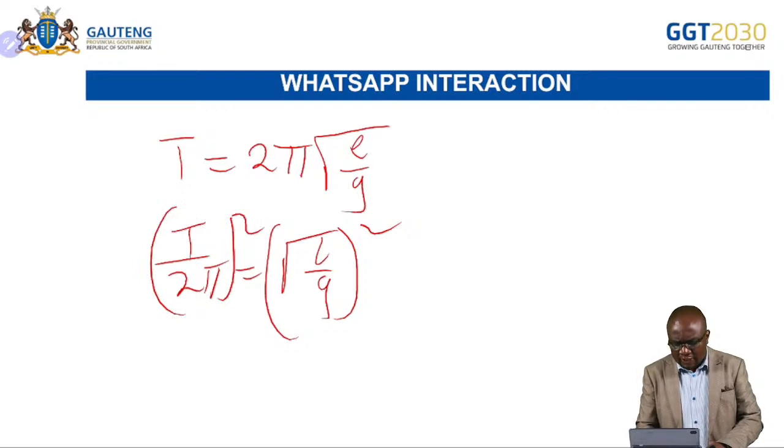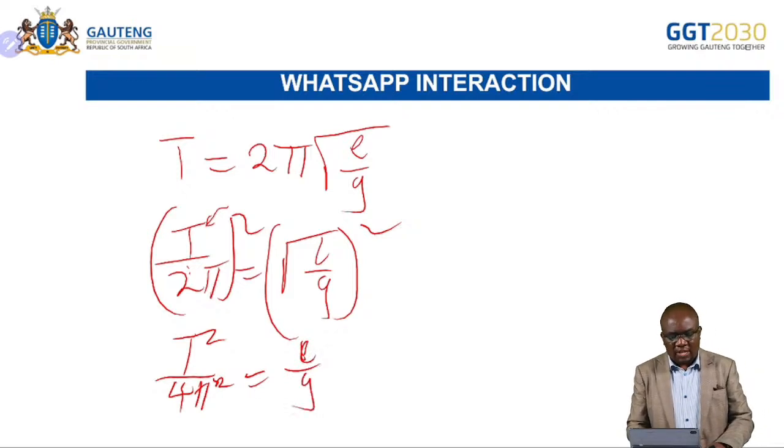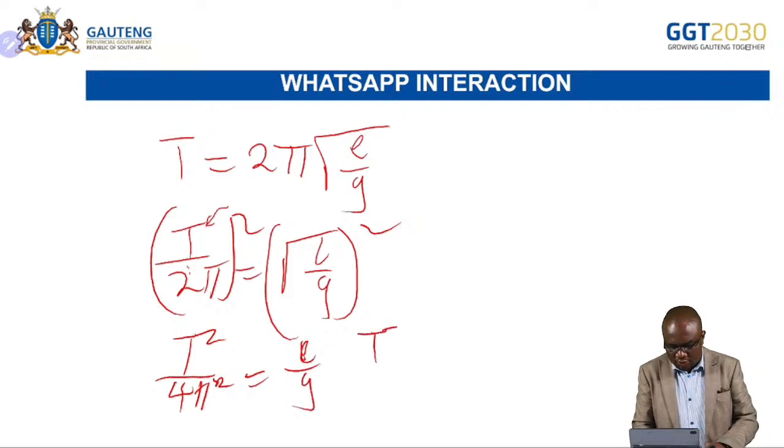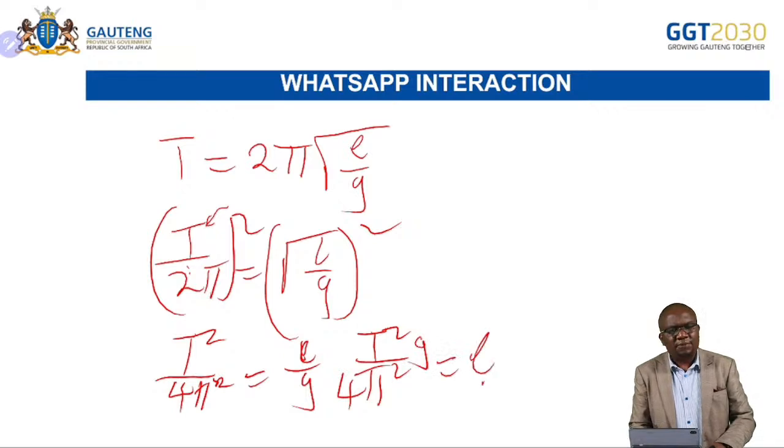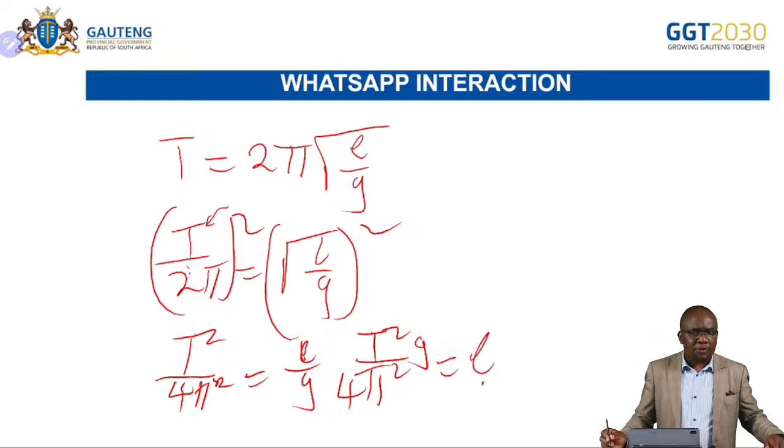Okay? Right. And then let me remove the bracket before we even complicate things. This becomes t squared over 2 squared, which is 4, and then pi squared, is equal to L over G. And then you multiply by G on both sides. You will get t squared G over 4 pi squared is equal to L. See that? That's what you're supposed to do there.